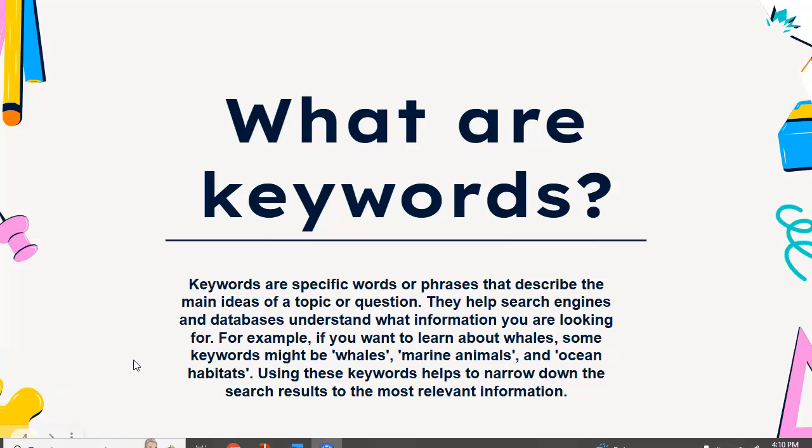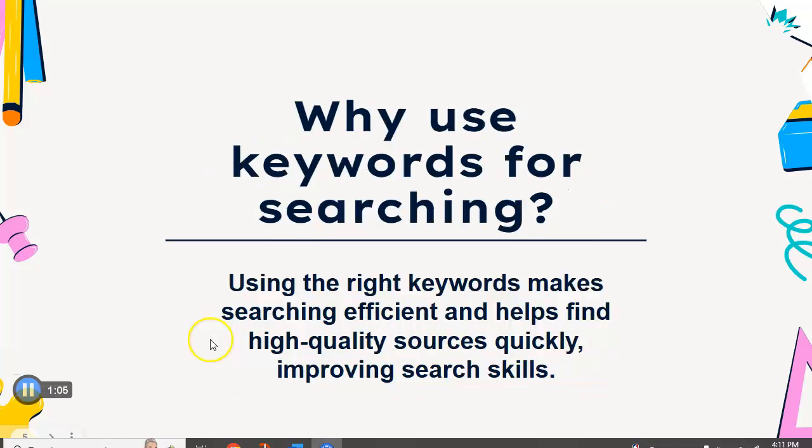What are keywords? Keywords are specific words or phrases that describe the main ideas of a topic or question. They help search engines and databases understand what information you're looking for. For example, if you want to learn about whales, some keywords might be whales, marine animals, and ocean habitats. Using these keywords helps to narrow down the search results to the most relevant information.